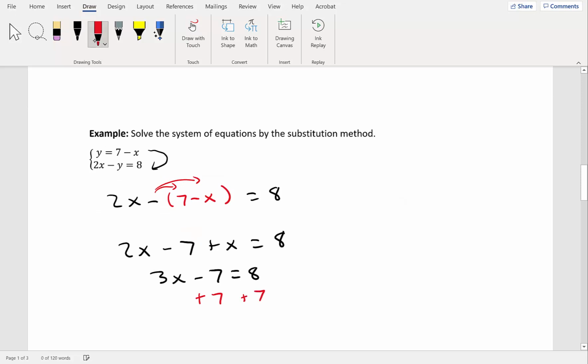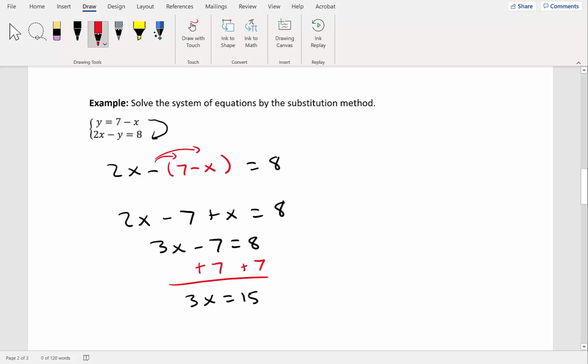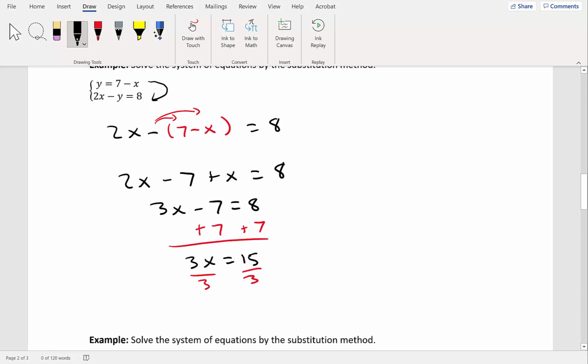Add 7 to both sides, we get 3x is equal to 15. And now let's divide by 3. So we get x is equal to 5. So now we know what our x value is.